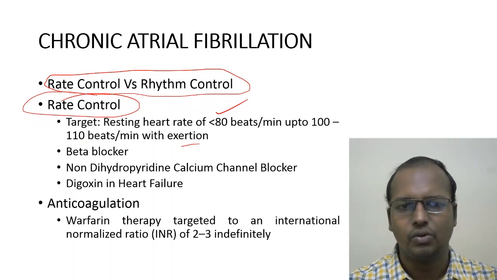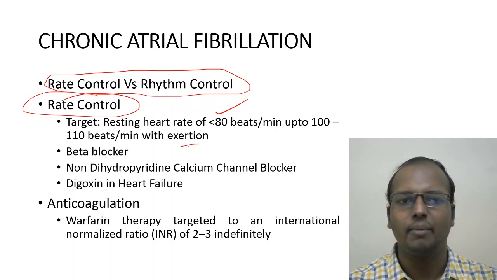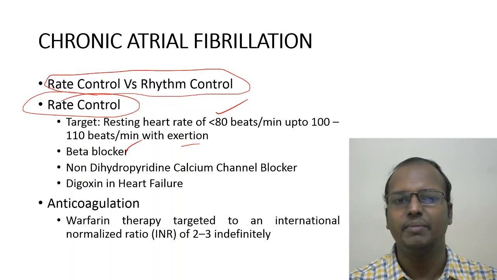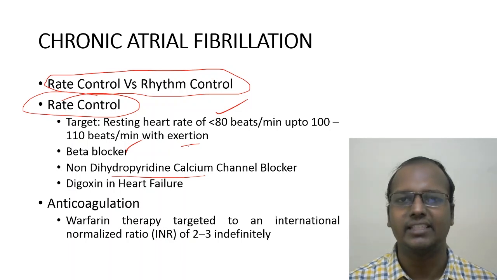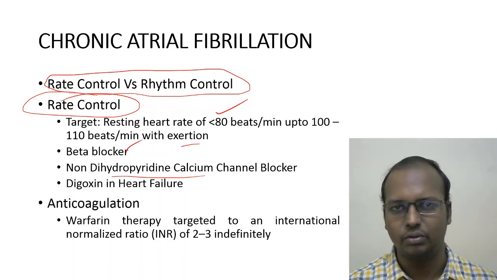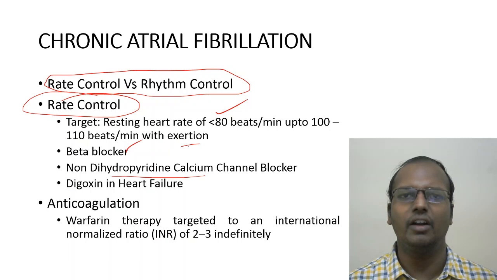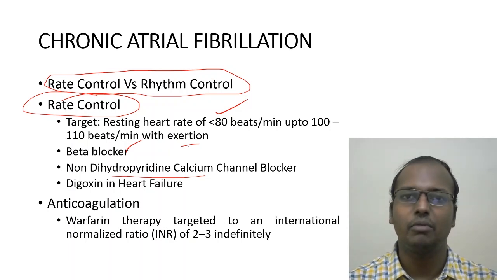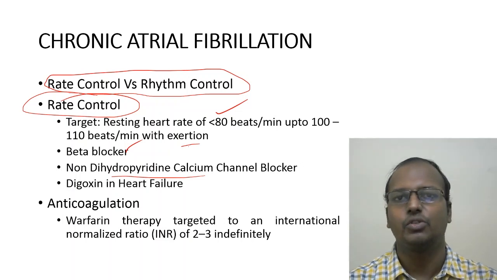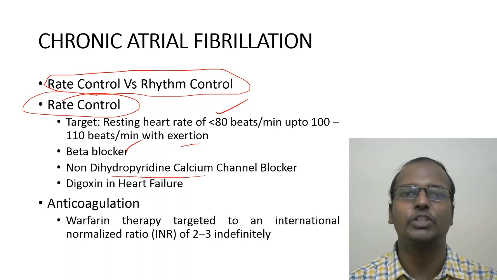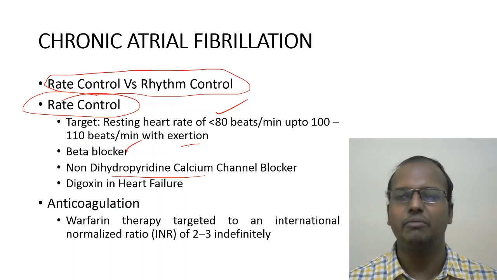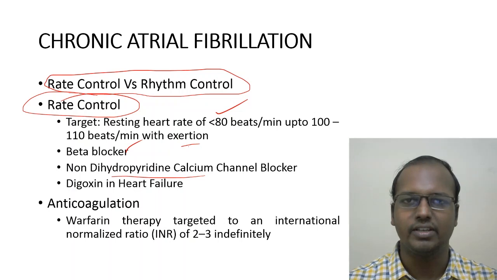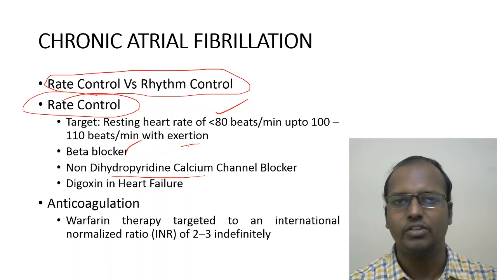This is the target. So the first drug of choice will be your beta blocker. The second drug will be your non-dihydropyridine calcium channel blocker, that is verapamil or diltiazem, or a combination of both. If the patient has heart failure, then you cannot give a calcium channel blocker. Beta blockers, yes, in heart failure we can give, but calcium channel blockers will impair the contractility very much. So you're not supposed to give calcium channel blockers to a patient with heart failure. In that case, you can go ahead for digoxin. And in a lot of patients in our community, we give digoxin.